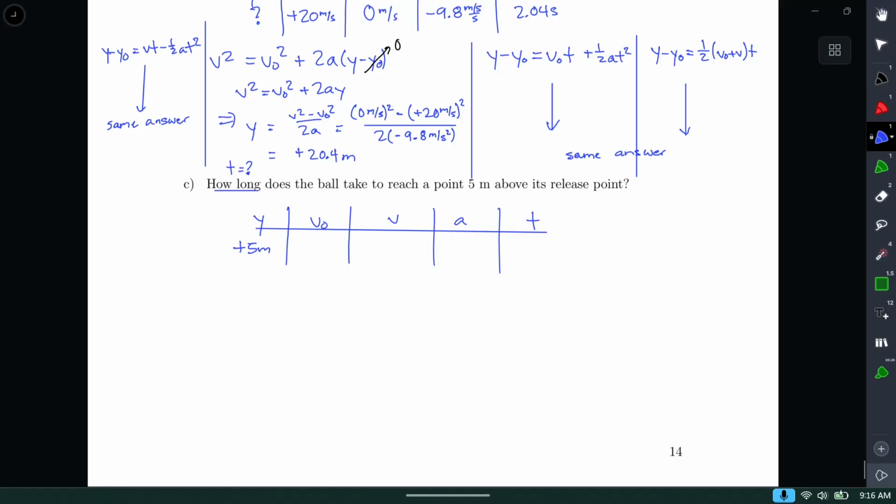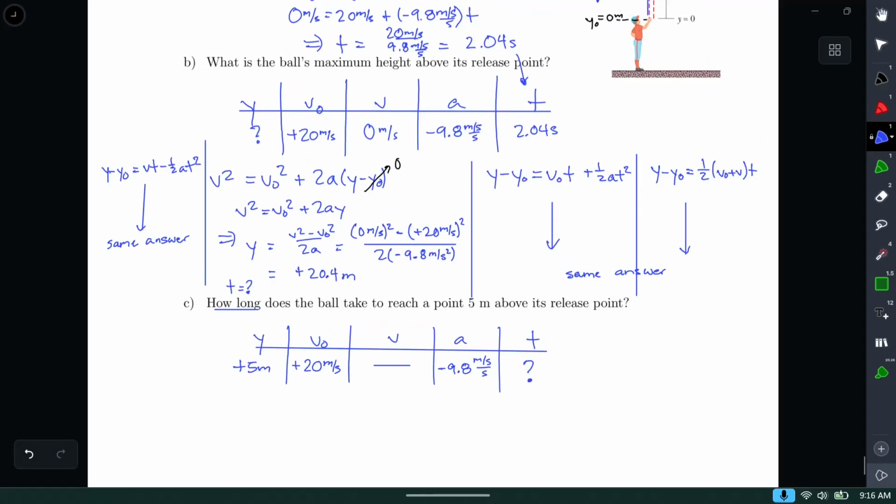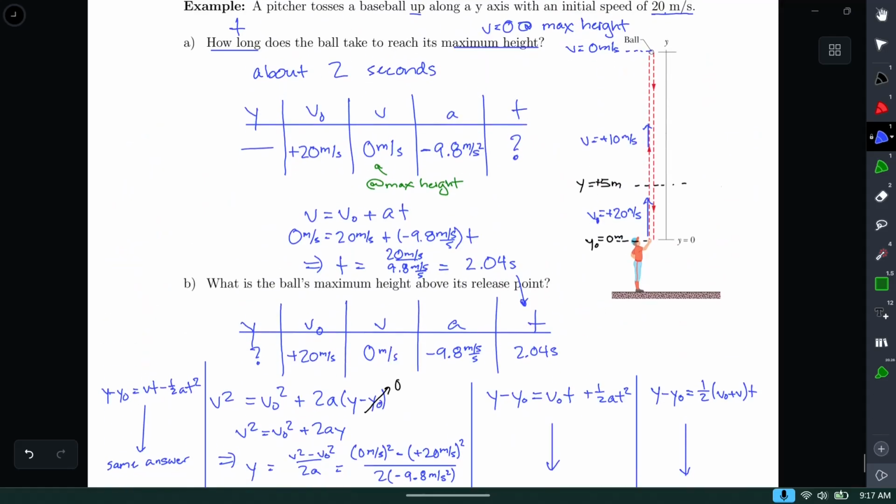Initial velocity is 20 meters per second in the positive direction. What can we always fill into these for free fall? The acceleration, which is negative 9.8 meters per second squared. Do we have a final velocity? I don't think so, because since it's not at its maximum, we don't have a final velocity given. So that final velocity we don't know anymore.